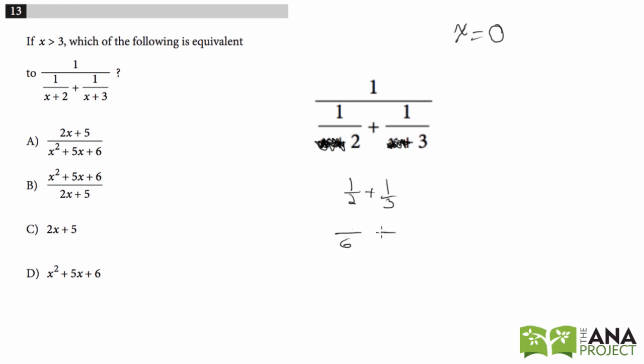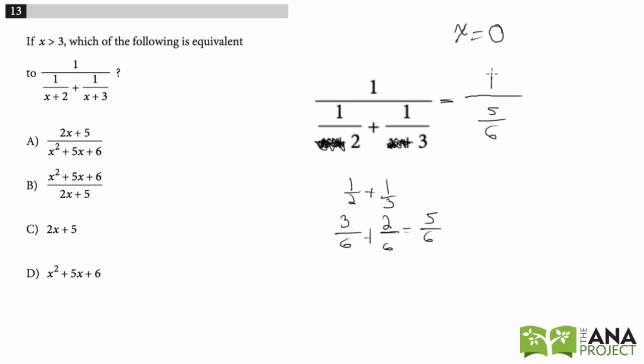The common denominator is 6. 2 times 3 is 6, so 1 times 3 is 3. 3 times 2 is 6, so 1 times 2 is 2. So 3/6 plus 2/6 would equal 5/6. So this would be 1 over 5/6.